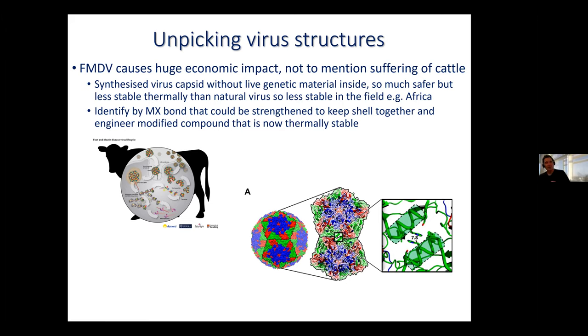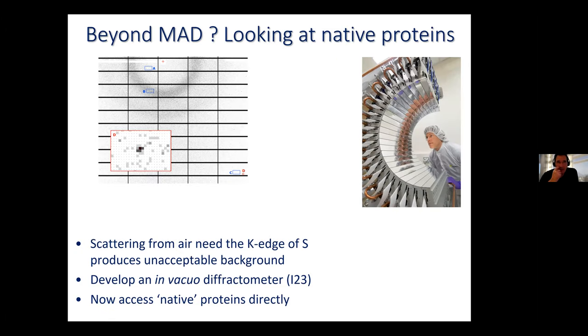So what the scientists were able to do, through very detailed structural biological measurements in diamond, was to identify how to chemically modify it to make it much more tightly bound. So you ended up with a shell that was thermally robust and contained no live virus. And this is now the basis of a vaccine that is being manufactured and is being rolled out across the world. Second example, still staying with biotech, but a slightly unusual example.